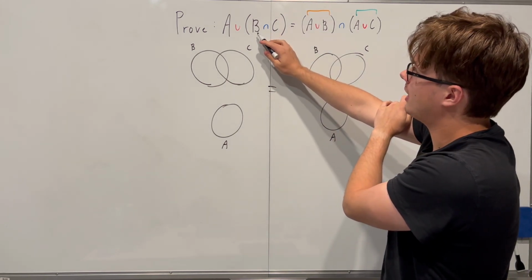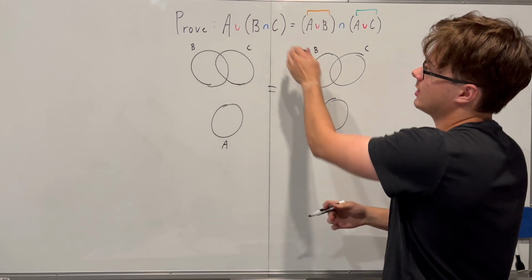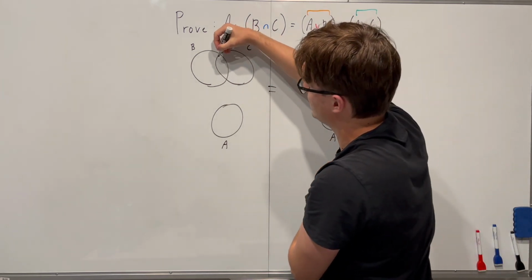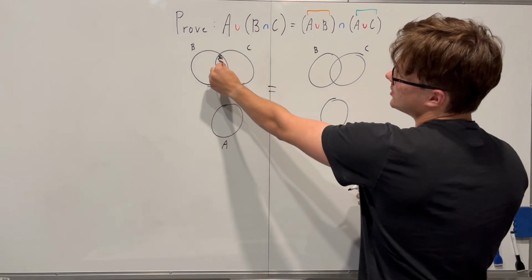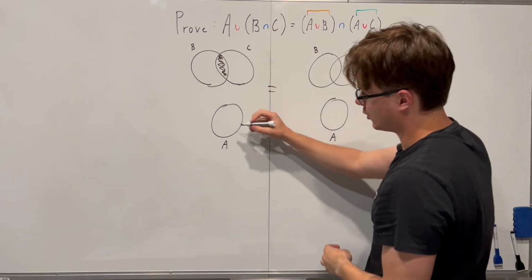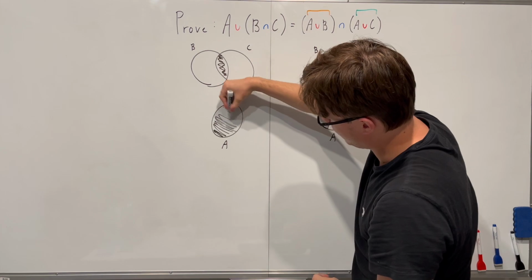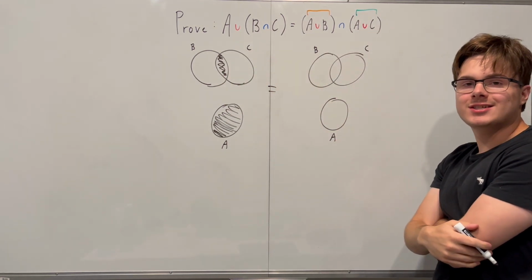Well, we're interested in the area with B and C, the intersection between B and C. So we're going to be interested in this section right here down the middle. And then we're going to be interested in this section as well as everything in A. So we're going to want to be interested in everything in A. So are we going to get the same image on the right-hand side?